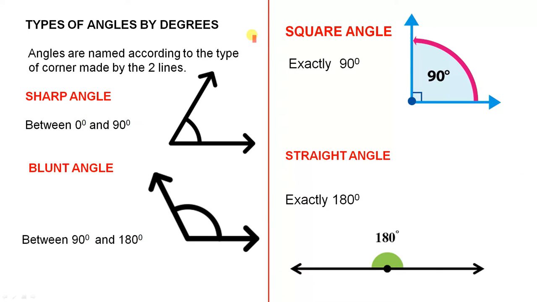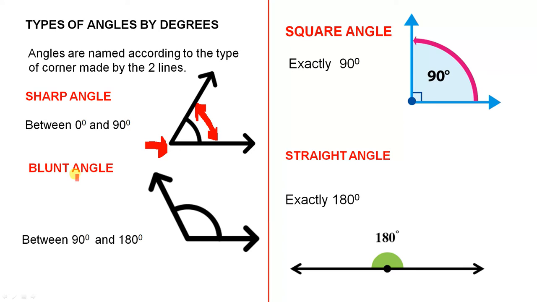Types of angles by degrees. Angles are named according to the type of corner made by the 2 lines. Now we saw this in an earlier video. This is called a sharp angle because of this angle here. Where those 2 lines meet, that's a sharp point there. So it's called a sharp angle when the size of the angle is between 0 and 90. Okay, so see this angle here? Doesn't matter which way we rotate, it's still the same size. Because it is between 0 and 90, it is a sharp angle.